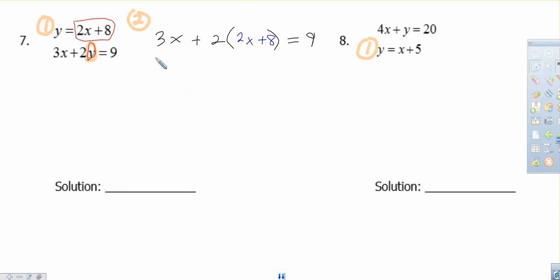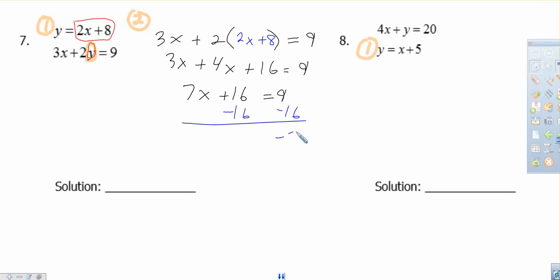Okay, distributing, we get 3x, and that's going to be 4x plus 16 equals 9. We'll bring down the 3x. So we get 7x plus 16 equals 9. Subtracting 16 gives us a negative 7. So 7x equals negative 7, dividing by 7, x equals negative 1. Our solution is negative 1 comma something.